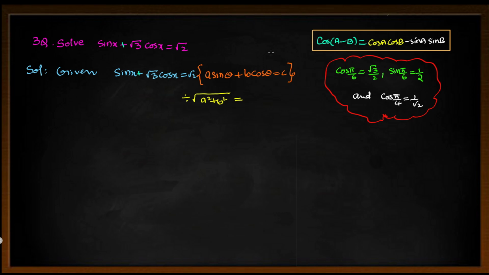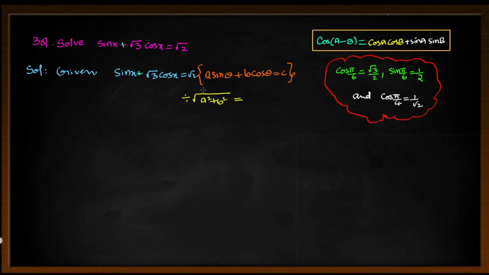Now, if you convert the equation in terms of cos, we are going to use the formula of either cos(a plus b) or cos(a minus b). We know that the formula of cos(a minus b) is cos a cos b plus sin a sin b. In this problem we are going to use cos pi by 6 is root 3 by 2, sin pi by 6 is 1 by 2, and cos pi by 4 is 1 by root 2.